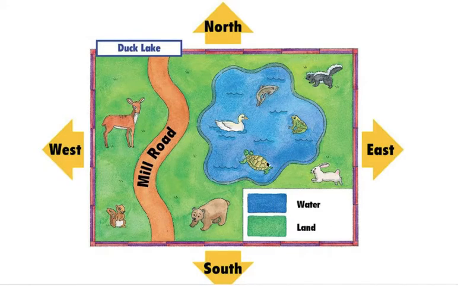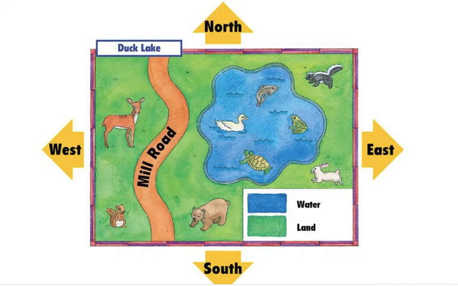So you see the animals that are here in the water. So I see a turtle, I see a duck, I see a fish, and I see a frog. So that tells me that these are the animals that live in or near water. Then I know that the green is land, right? So look at the animals that I see on land. Okay, I see a bear, I see a rabbit, I see a skunk, I see a deer, and I see a squirrel.